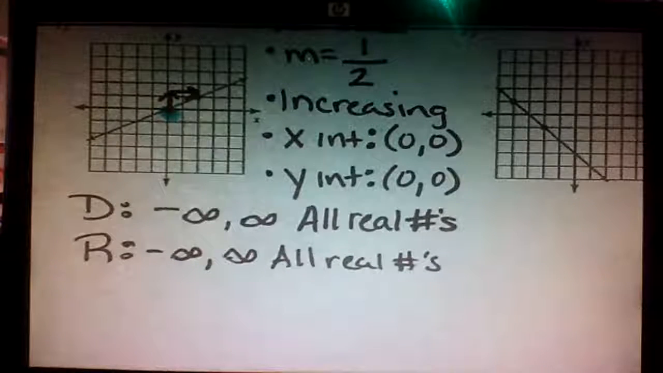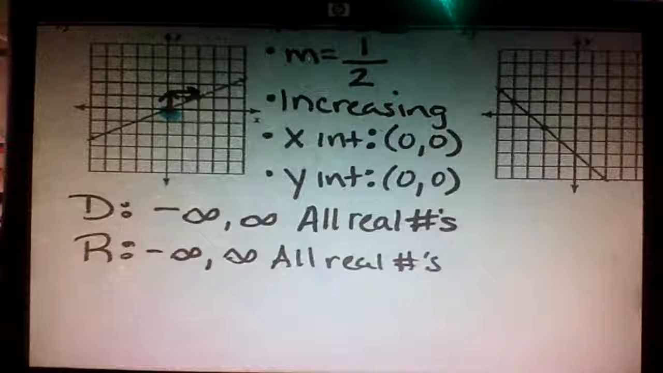Okay. Tip and trick. Unless they make your line some kind of a segment. The only time this will ever change is if they change up your graph and instead of giving you this, with the arrows, if they change it and do this, that will change your domain. Because at that point, your domain has a stopping point.